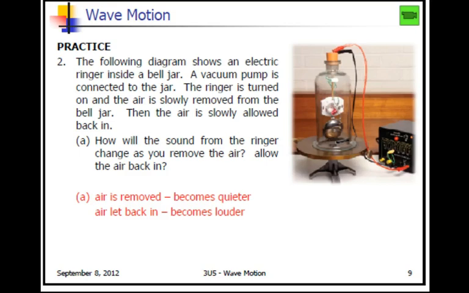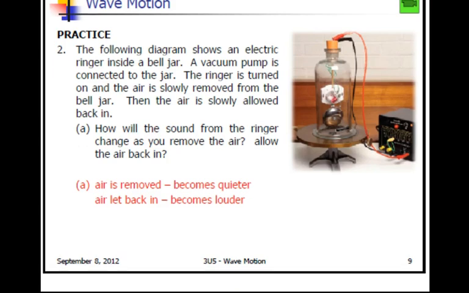Here is a bell jar. This is an electric ringer inside of a bell jar. So if we pump air out of that bell jar and we ring the ringer, there would be no sound, because there would be no medium for the sound to travel in. So we would have a vibration, which is the bell moving, but because there's no air to move around to cause sound, we wouldn't have any sound waves traveling.